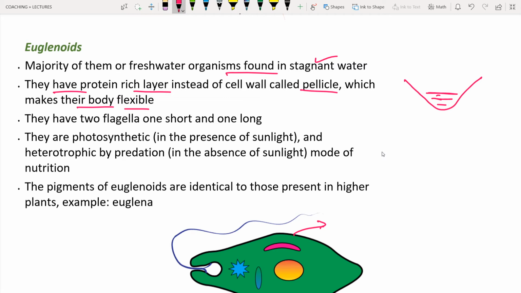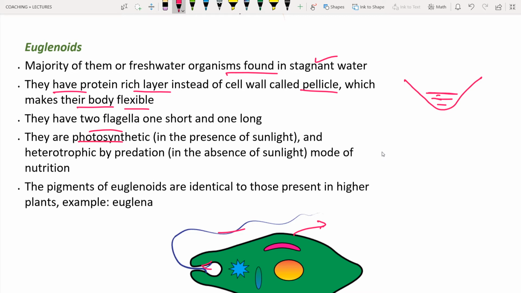They have two flagella, one short and one long. Here you can see one is long, another is short. They join together to form one single flagellum. We have discussed that the importance of the flagella is for locomotion. They have two flagella, one short and one long, and they are photosynthetic in nature.